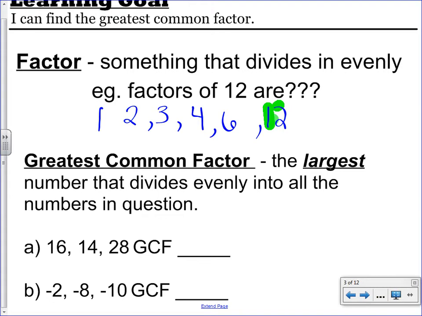That may be a multiple. It's not a factor because I can't do 28 divided by 48. What's my greatest common factor here, Nick? 4? Okay, 4 is a factor of 16, right? Because 16 can divide by 4. Is 4 a factor of 14? 4 is a common factor for 2 of them. What's the greatest common factor for all 3? Vanessa? 2.